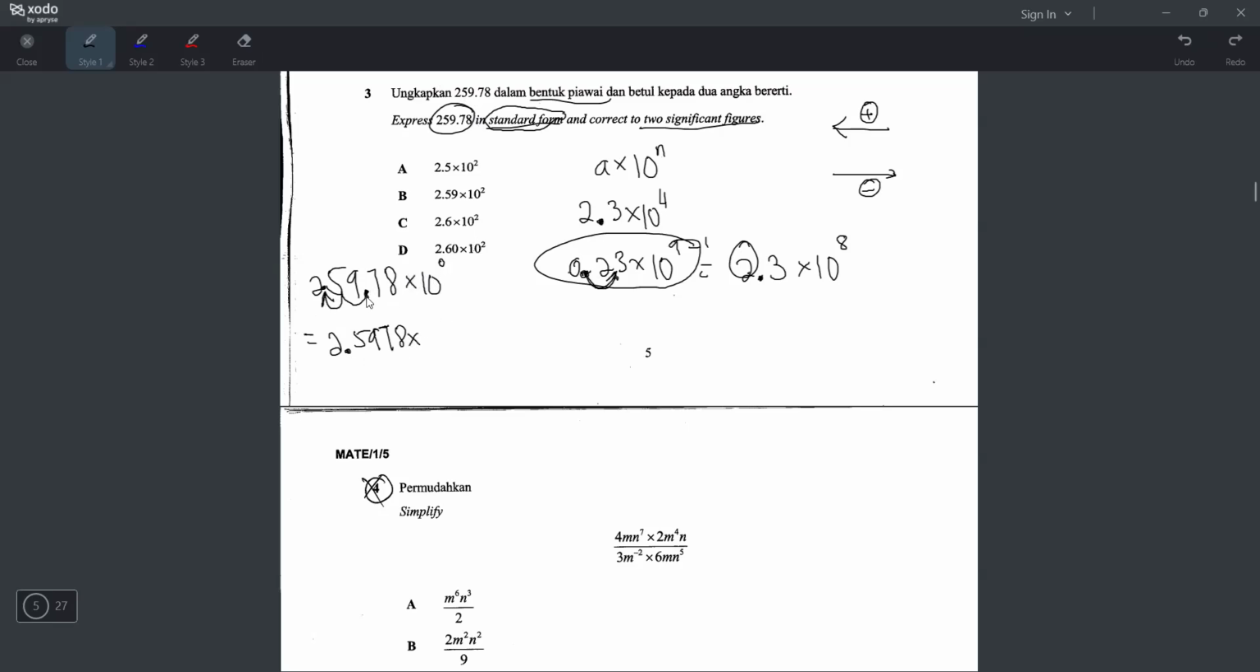And just now I told you, right? If you move to the left, power you need to plus. But you move 2 times, so plus 2. So the standard form will be this. Okay, this is the answer.